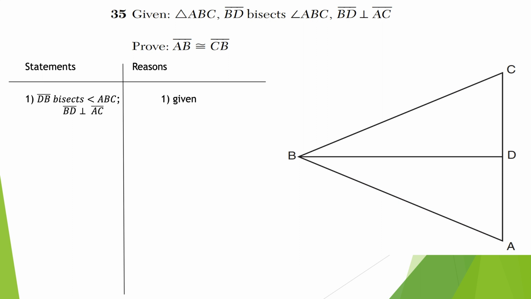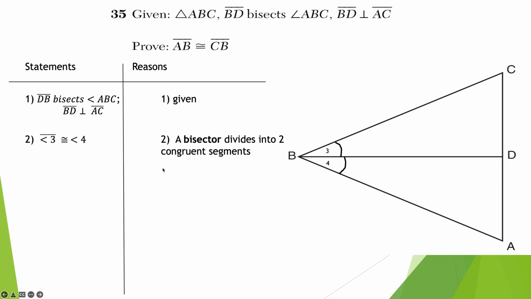Step one, given, DB bisects angle ABC. What are we talking about there? Well, BD, this line down the middle, is splitting angle ABC in half. Now, a bisector means to split something in half. This is why it's so important to focus on the given. I see the word bisect, and I immediately use it in the reason. That's why I bolded the word bisect, or emboldened the word bisect. Bisects.